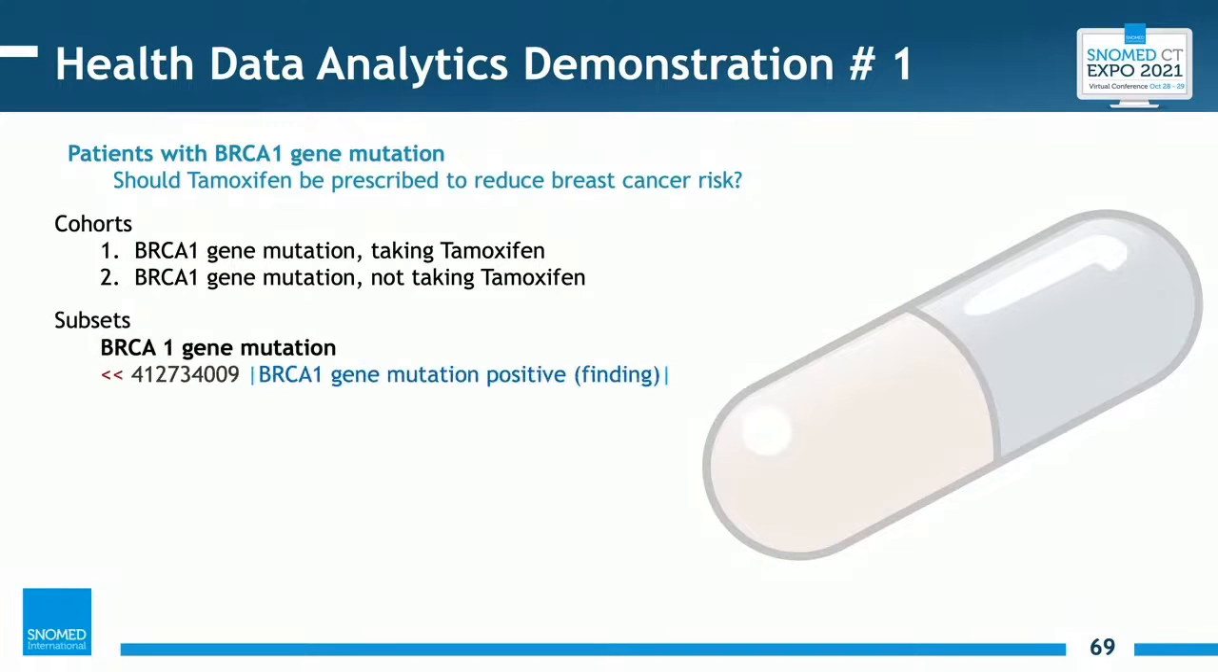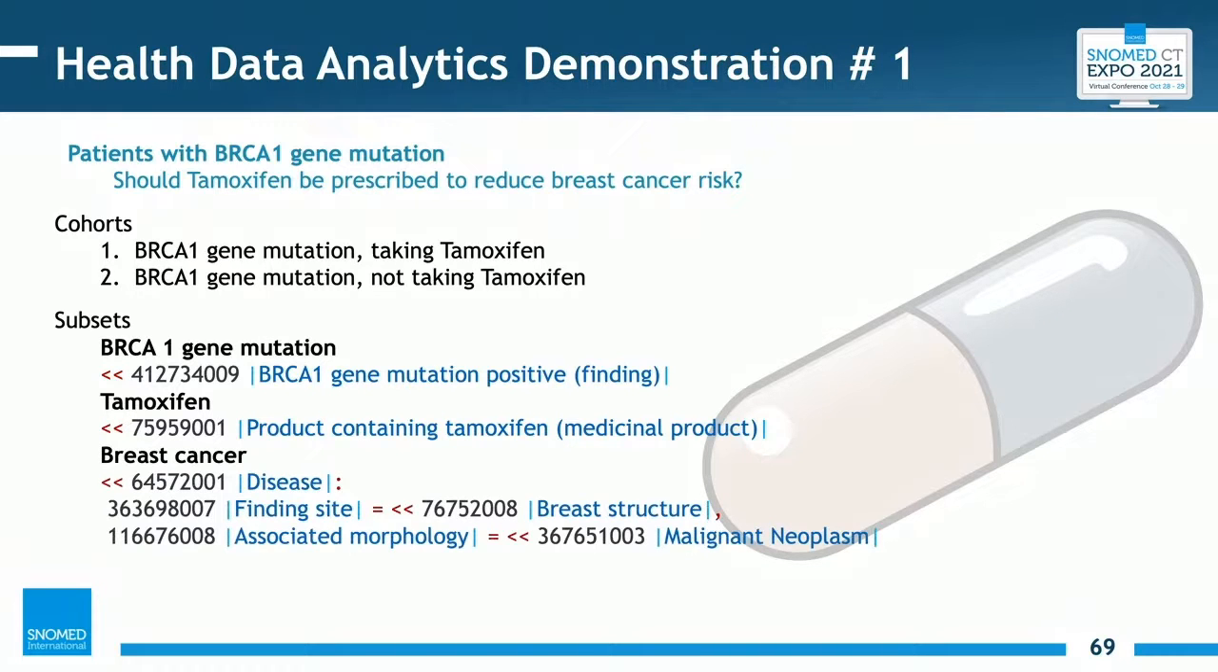We can find all BRCA1 gene mutations using the expression descendants or self of BRCA1 gene mutation positive. Note that this is a query which uses SNOMED CT's hierarchical structure. Next, we can find all the tamoxifen products using descendants or self of product containing tamoxifen, which is another hierarchical query. And lastly, we can identify breast cancers with a query which identifies specific types of diseases.